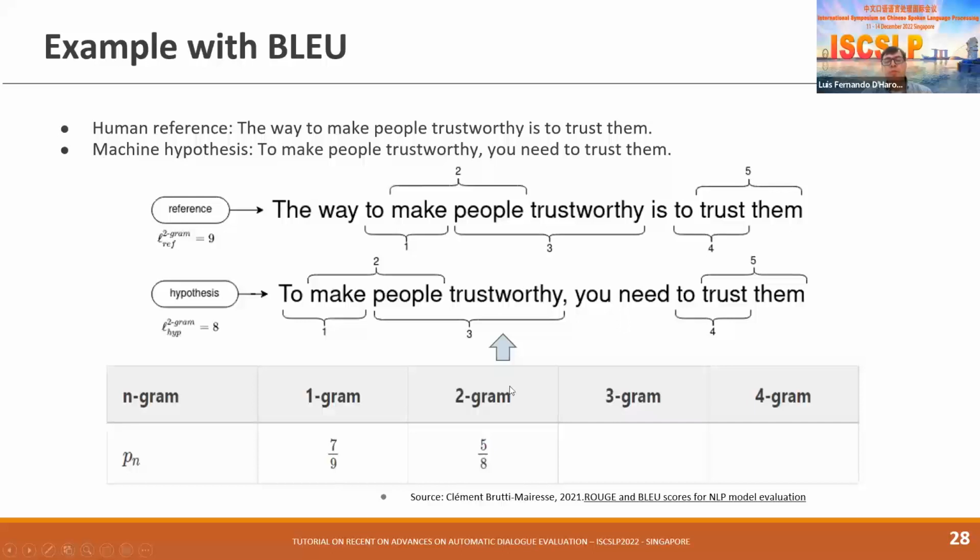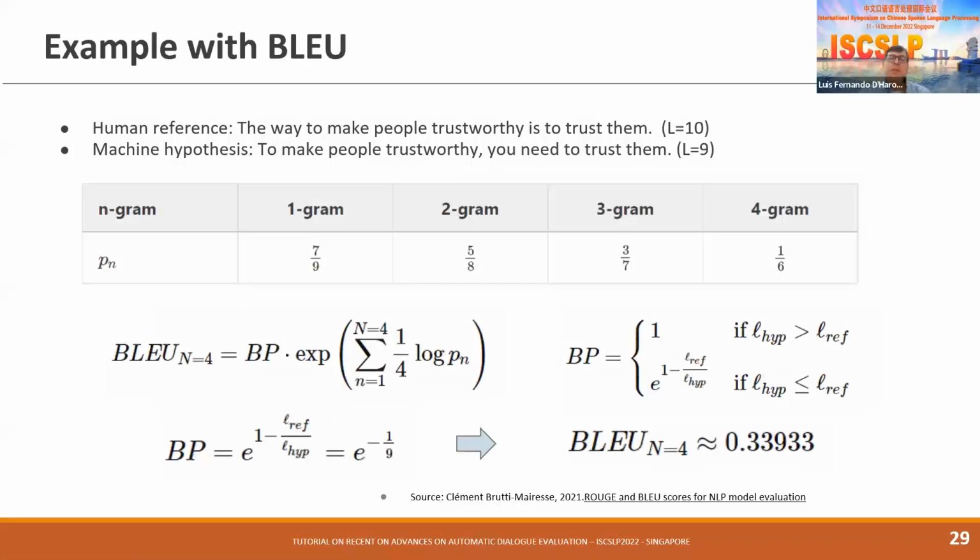Then you move to bigrams. In this case, you also count how many bigrams are in the reference that are in the hypothesis. So we can see here, we have 5 bigrams that are also in the hypothesis. So now the probability is 5/8. And you will do the same thing for trigrams and fourgrams. So at the end, you have these results here, 3/7 or 1/6. Okay, so you can see that for fourgrams, the number of matchings is very low, 1/6, while here the probability is very high.